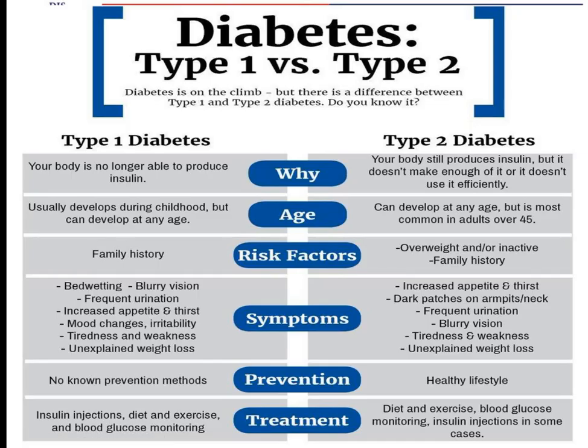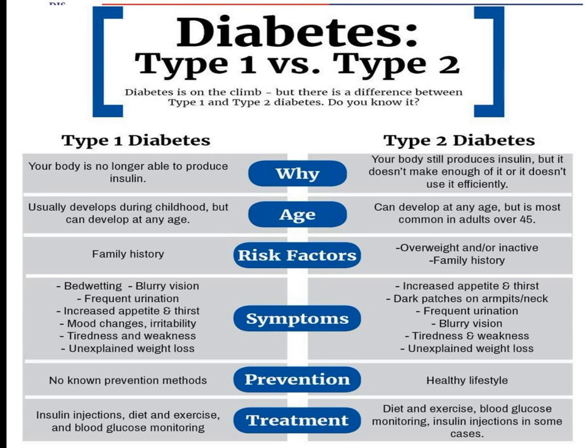So in type 1, your body is no longer able to produce insulin, while in type 2, your body still produces insulin, but it doesn't make enough of it or it doesn't use it efficiently. Type 1 occurs during childhood, while type 2 is common in adults over 45 years. The risk factor in type 1 is family history, in type 2 overweight and family history as well. I can prevent type 2 by a healthy lifestyle, but I can never prevent type 1.